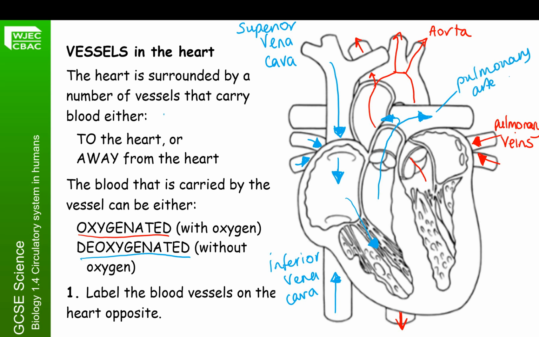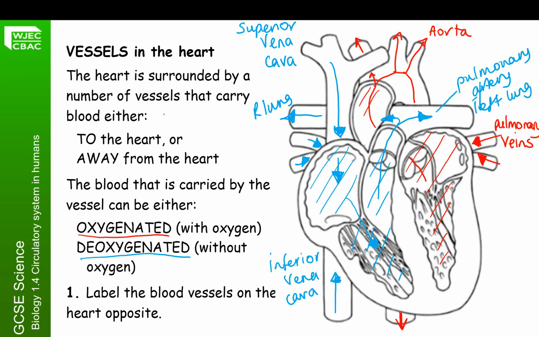It's going to go away from the heart, A for artery, A for away, and it's going to go to the right lung, and it's going to go to the left lung. So they're both the same blood vessel, both pulmonary arteries, but they're going to the left and right side of the body. Okay, so you can clearly see all of this side of the heart contains blood that is deoxygenated, and all of the left side of the heart contains blood that is oxygenated.